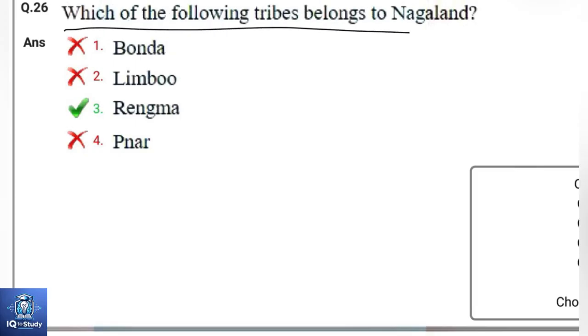Which of the following tribes belongs to Nagaland? Rengma. Rengma is a Naga tribe that lives in India's Nagaland and Assam states.